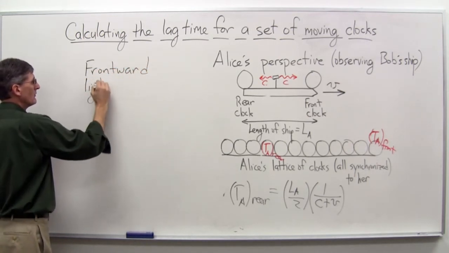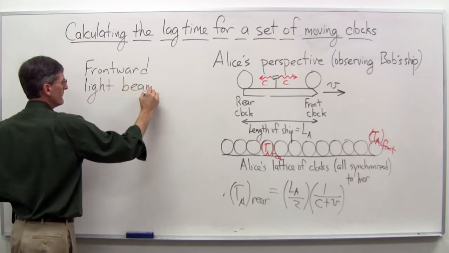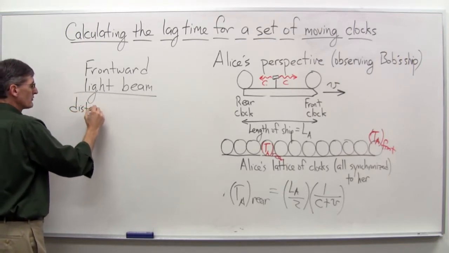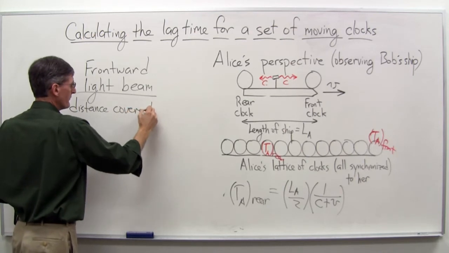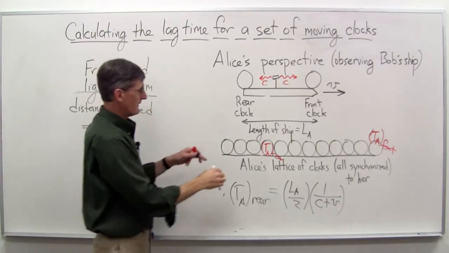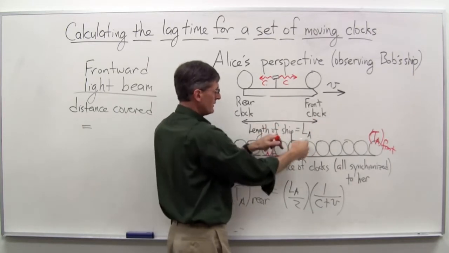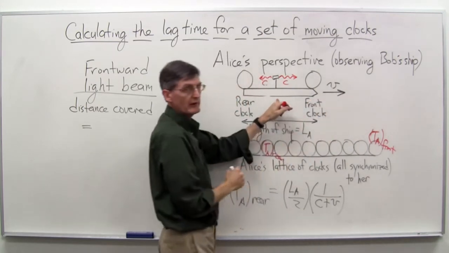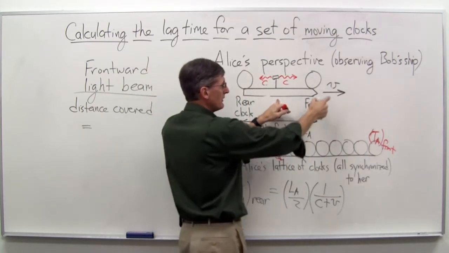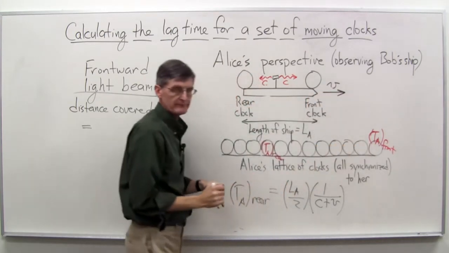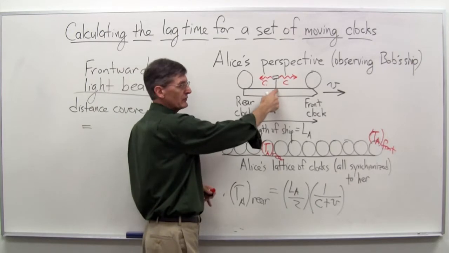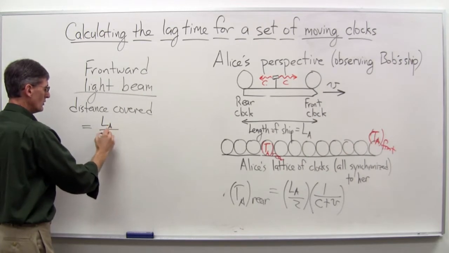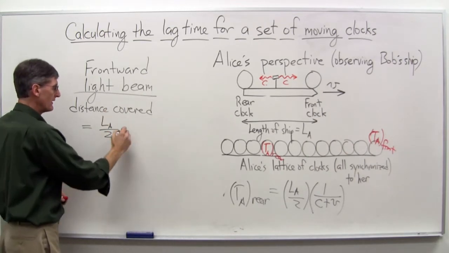light beam, it's really the same idea here. The distance covered, the distance traveled by it, will be equal to what? Well, again, it has to go half the length of the ship, L sub A over 2, plus a little bit more because the front is traveling away from it. And that little bit more is going to be the velocity times however much time elapses between when the light beam was shot and when it actually gets there. So it's going to be LA over 2, that's half the ship, plus the extra part.